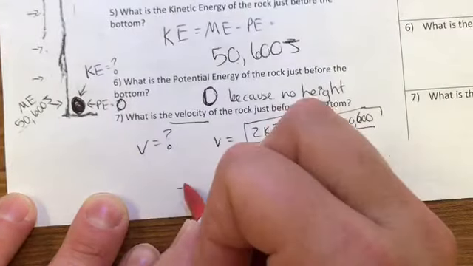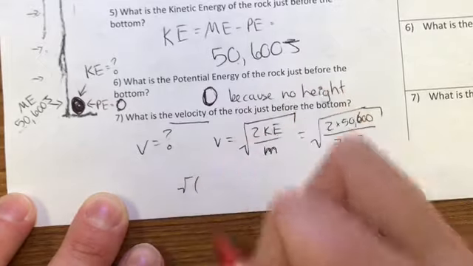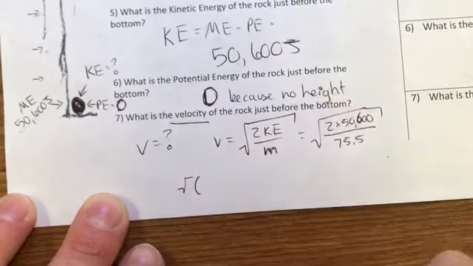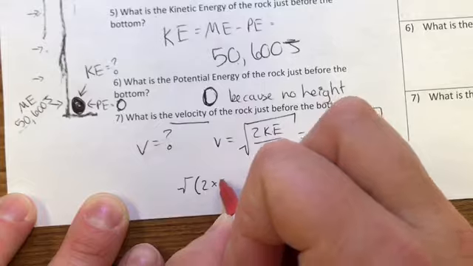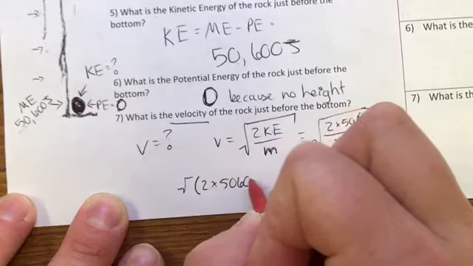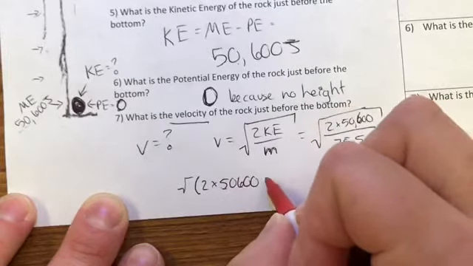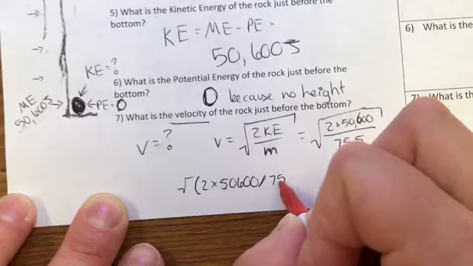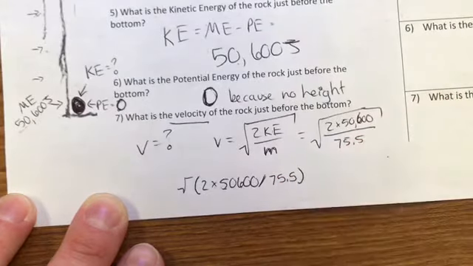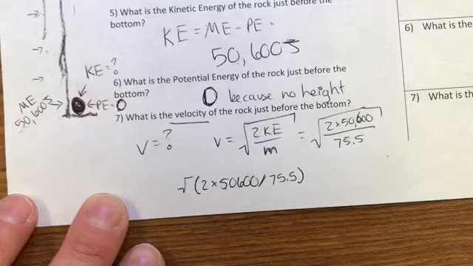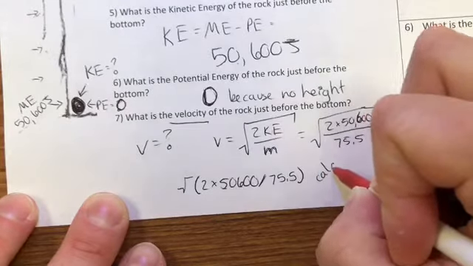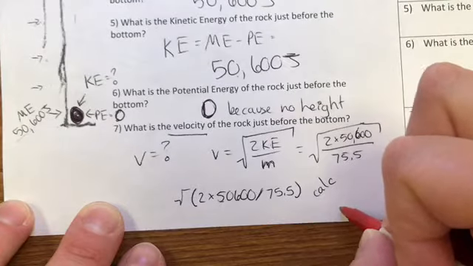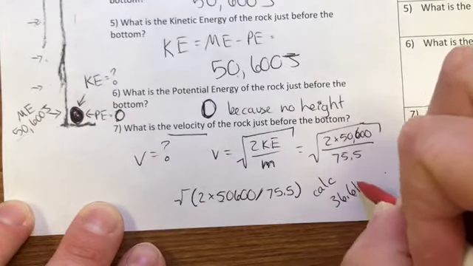And when you're going to put that in the calculator, you get the little square root symbol, then comes the parentheses, and 2 times 50600, and then divide 75.5, and then close your parentheses. When you do that, your calculator will say 36.6114.